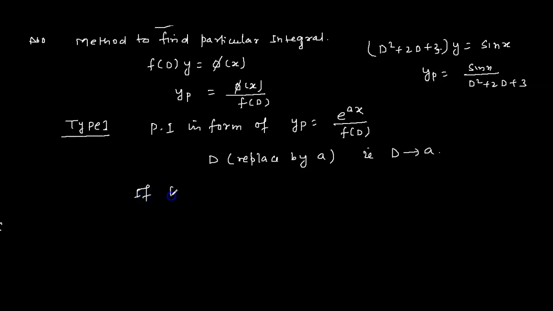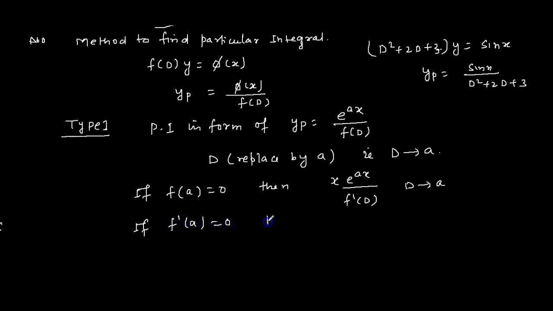Consider if you replace D with a and you got 0, then you multiply by x, x into e to the power of ax, and differentiate the denominator, and then again replace D with a. If you got 0 again, then you have to multiply by x again and double differentiate the denominator f of D, and again replace D with a, till you get a constant. I'll take an example and we'll understand more later, but now keep this method in mind.